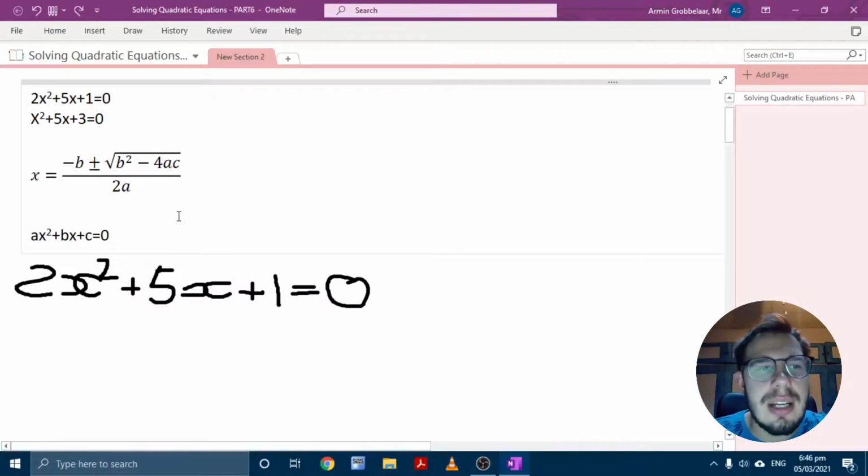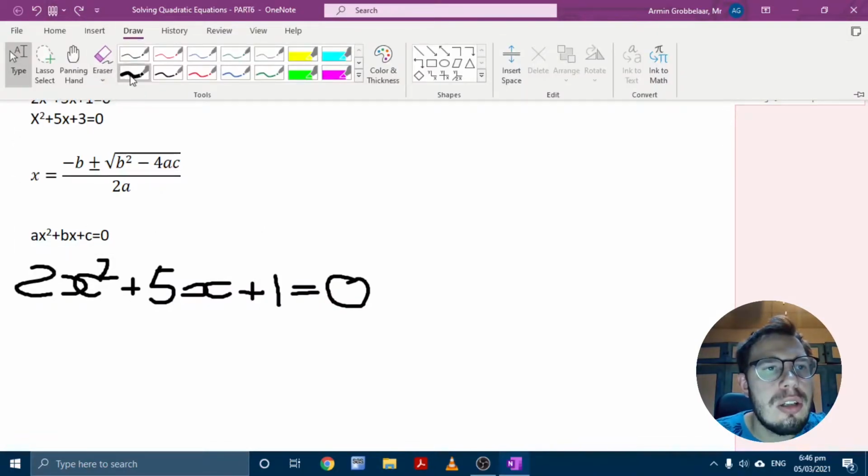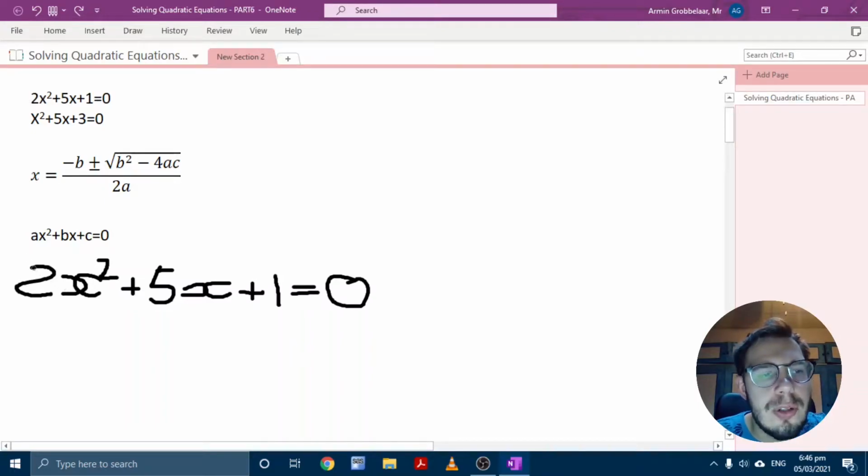Today I'll be discussing using the formula to solve quadratic equations. I'm going to start with this first one: 2x squared plus 5x plus 1 is equal to 0. It's in the form that we can proceed. All the terms are on the one side and 0 is on the other side, and we have a positive number in front of the x squared. So now we can proceed.